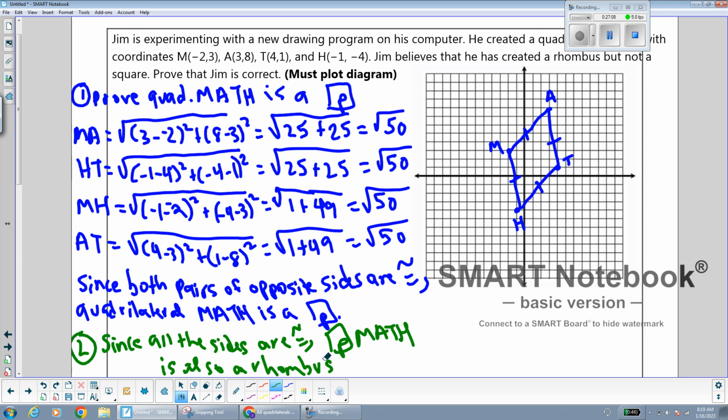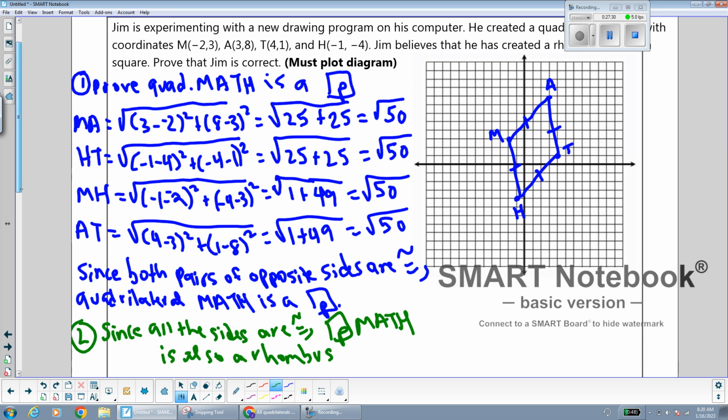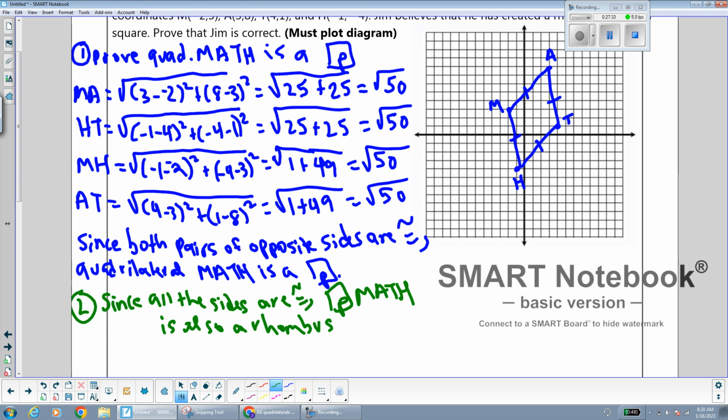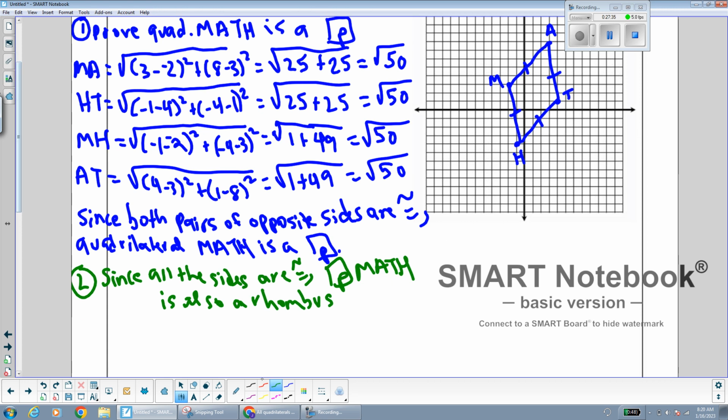So now, since I don't want it to be a square, I have to show that it's not a rectangle. So we have a couple of ways of showing that we have or don't have a rectangle. Number one is I can find the slope of two sides next to each other, and they should be opposite reciprocals if this is a rectangle. Number two, I can find the length of the diagonals. They should be congruent if this is a rectangle. So I guess let's change it up a bit. I'll find the slopes of the two consecutive sides.